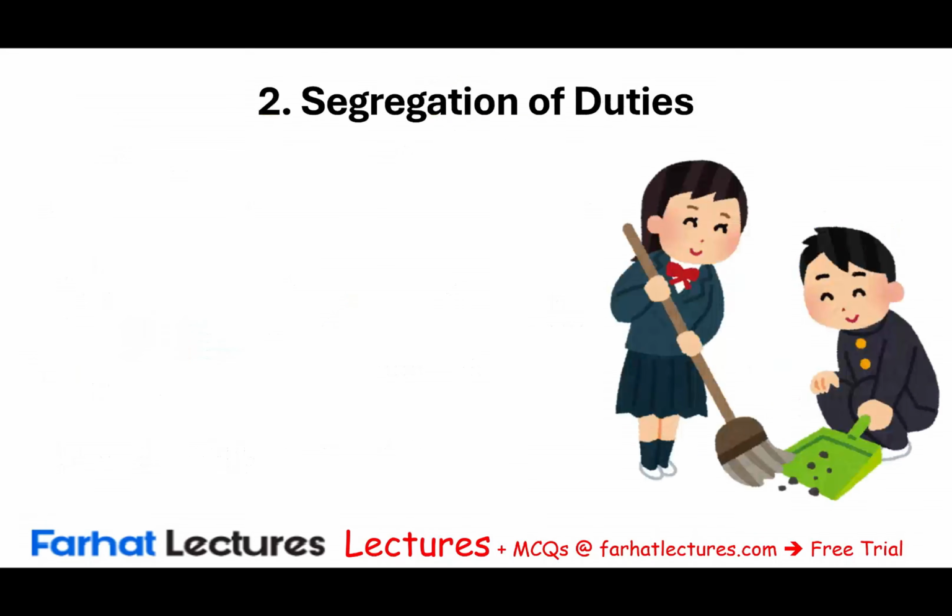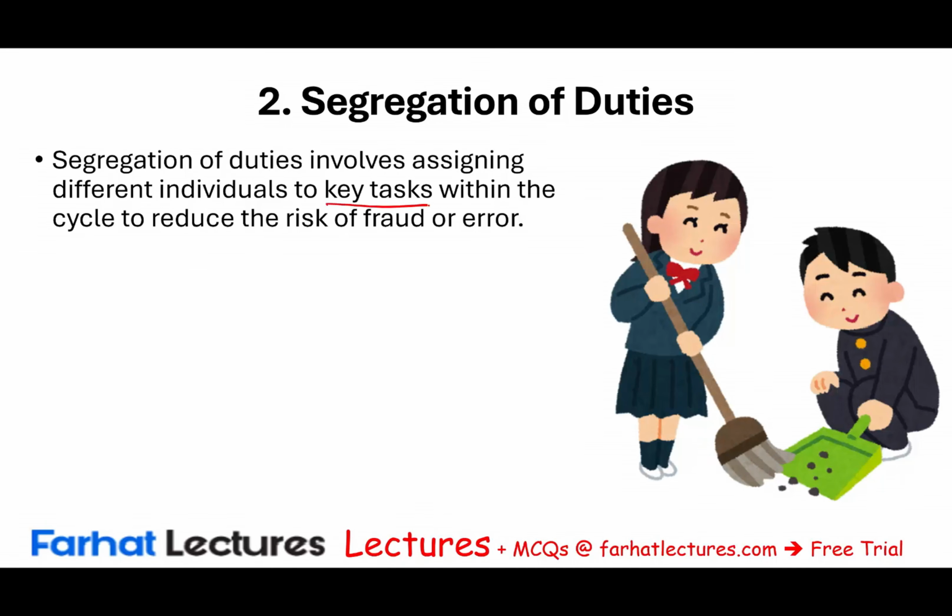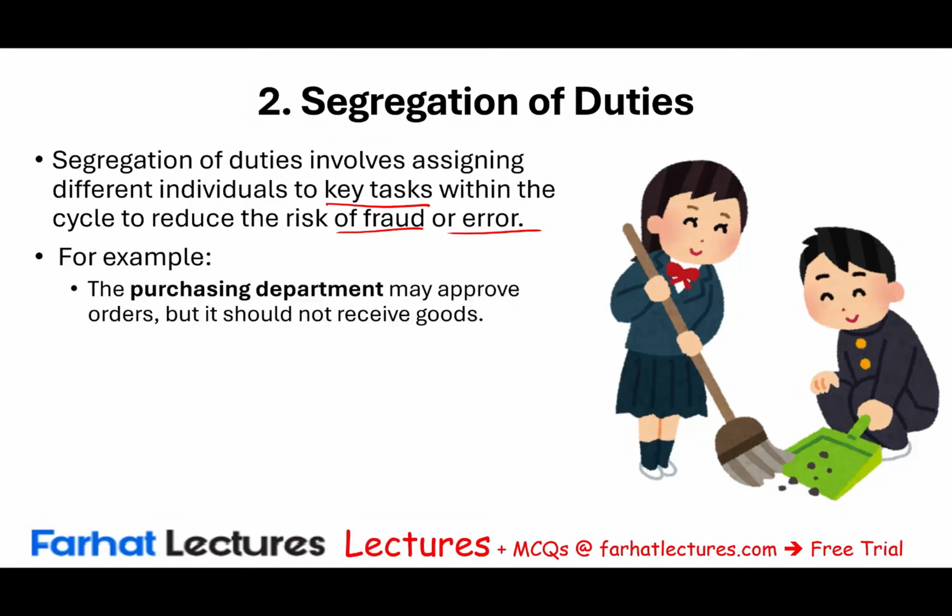Now, the second key control, which applies to all cycles, is segregation of duties. What is segregation of duties? It means make sure you have more than one person involved in the transaction, and that involvement works as checks and balances between the two. So assign different individuals to key tasks within the cycle to reduce the risk of fraud or errors, to make sure one person is checking on the work of others.